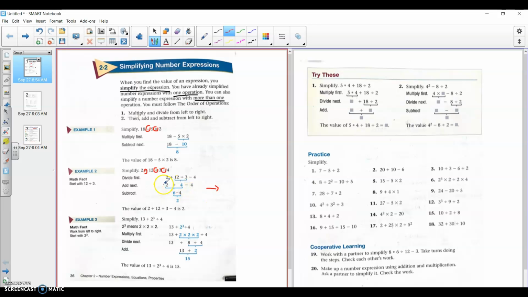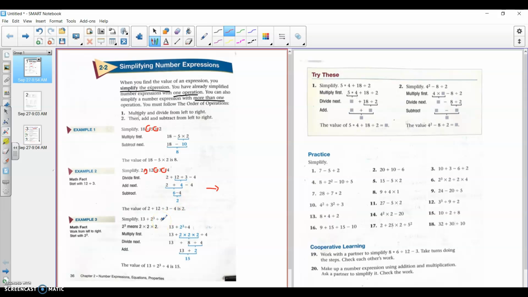So I did the division. Now I'm left with 2 plus 4 minus 4. Addition comes first before subtraction, so I'm going to do the addition. However, if it was the other way around, and subtraction was first, you would do the subtraction. 2 plus 4 is 6. I bring down my minus 4, and then I'm left with 2 as my answer. So the value of 2 plus 12 divided by 3 minus 4 is 2.